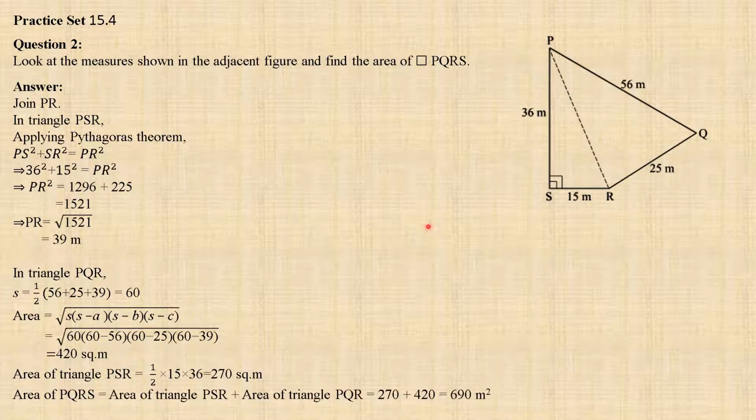Now to find the area of the entire quadrilateral, we just add the area of triangle PSR plus the area of triangle PQR, because these two triangles combine and form the quadrilateral PQRS. So that will be 270 plus 420, which is 690 meters square. So the area of this entire quadrilateral PQRS is 690 meters square.